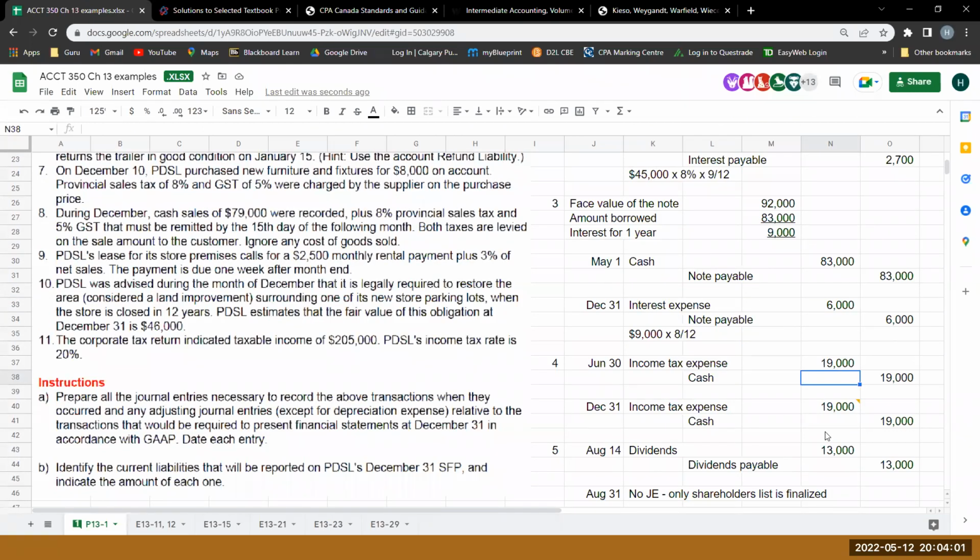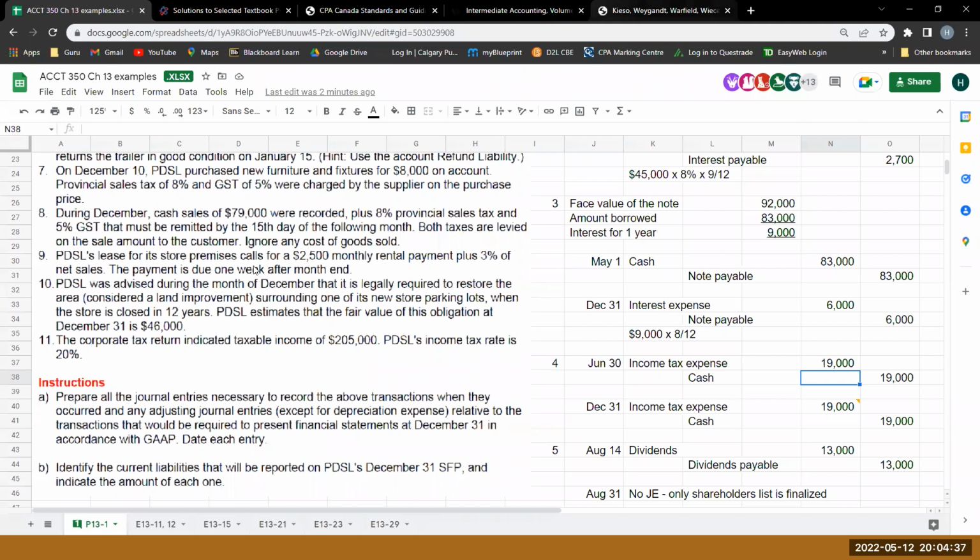Okay, number 10, PDSL was advised that during the month of December it's legally required to restore the area surrounding one of its new store parking lots when the store is closed in 12 years. So that's a decommissioning obligation. In ASPE, it's called an asset retirement obligation, ARO. Now we're told that the account to use is land improvement because land is something that's got an indefinite life.